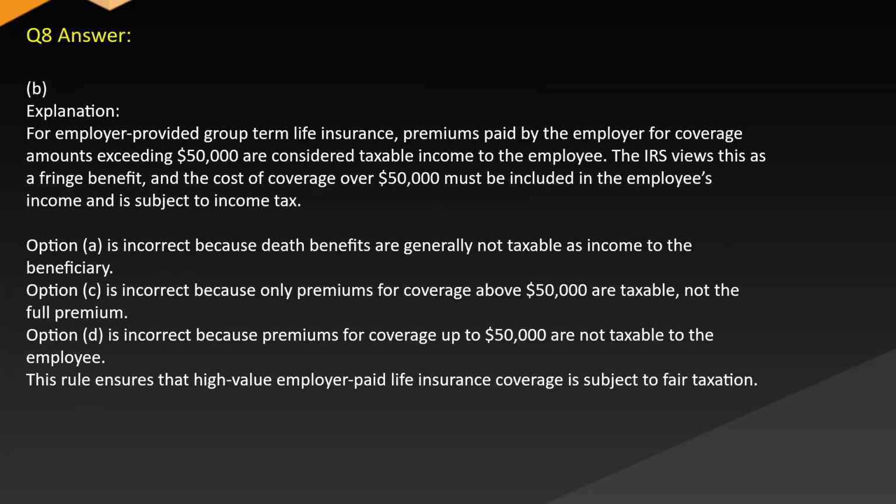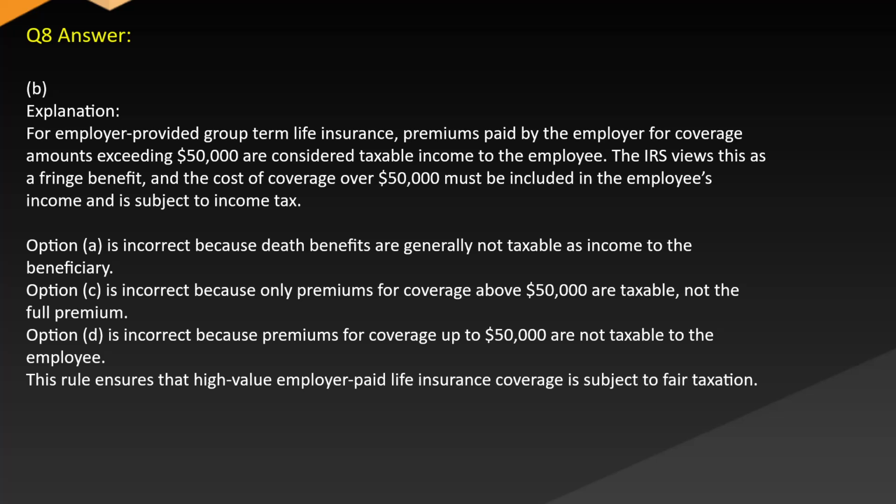Answer B. Explanation. For employer-provided group term life insurance, premiums paid by the employer for coverage amounts exceeding $50,000 are considered taxable income to the employee. The IRS views this as a fringe benefit, and the cost of coverage over $50,000 must be included in the employee's income and is subject to income tax.